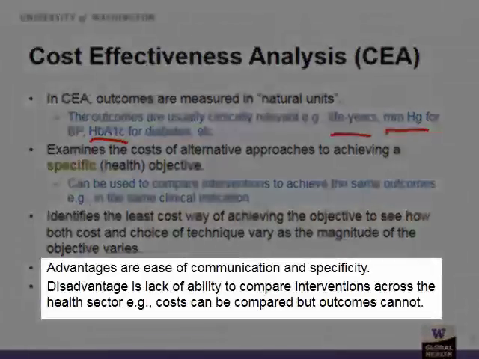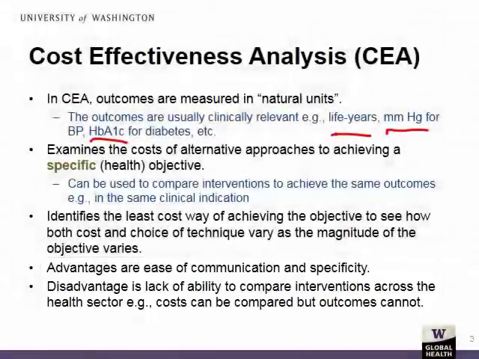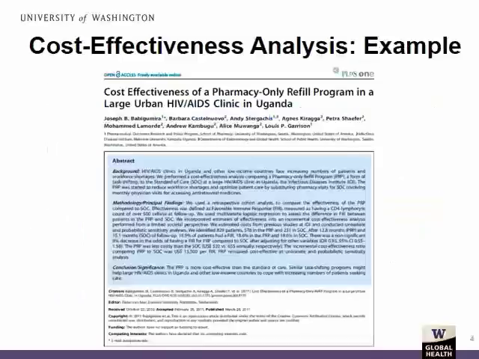The problem is that you can't compare interventions across the health sector. And the reason is you can't index both quality and length of life. If you have a mortality-heavy intervention, like I gave the example of helmets for reducing accidents and mortality, compared to antidepressants, which don't have an immediate mortality benefit, then you can't compare these kinds of different interventions.